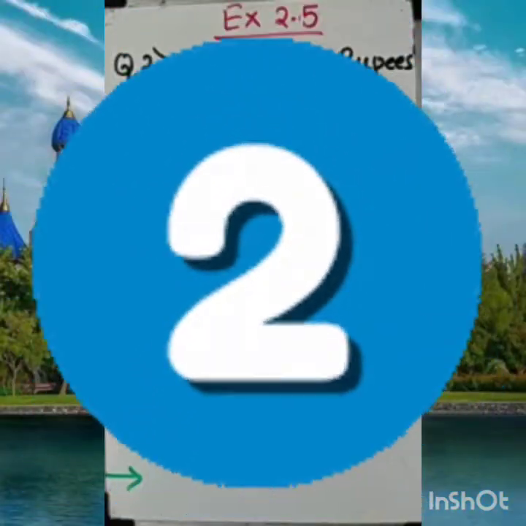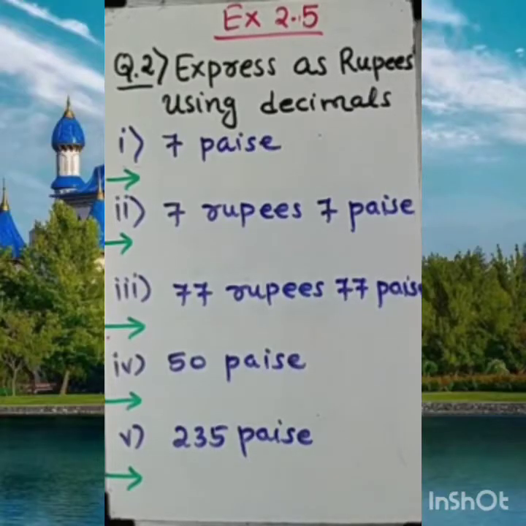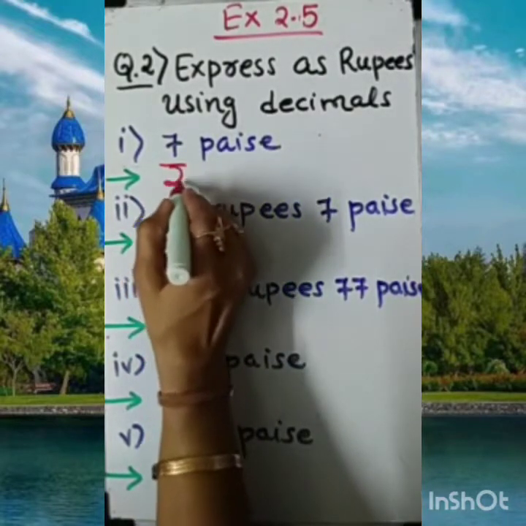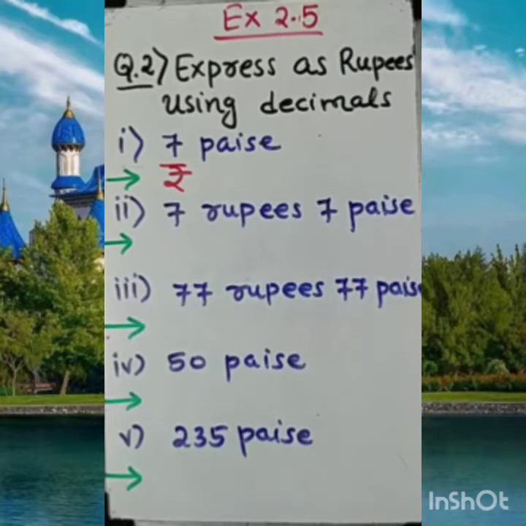Question number 2. Express as rupees using decimals. Okay, so how to work it out? Very easy. Dear student, every time it's compulsory to mention the rupees sign. Because we are going to convert it into rupees, you need to write it in the beginning only.